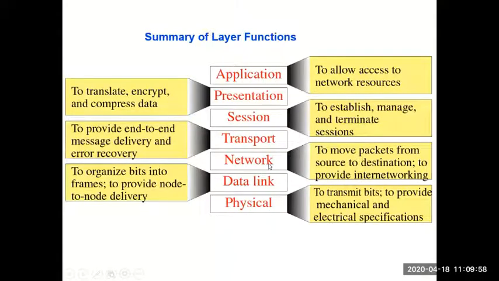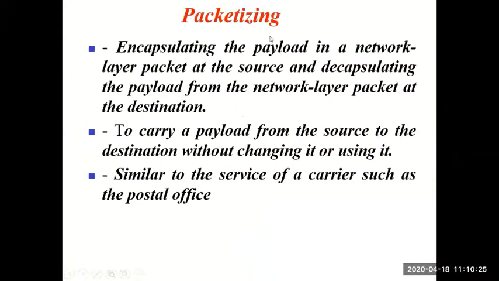We'll just see here the network layer, which moves packets from source to destination. It is the first, or the lowermost, layer which is a complete source to destination layer. It will see that the packet which starts at the source will reach the destination correctly, and it helps to provide inter-networking.